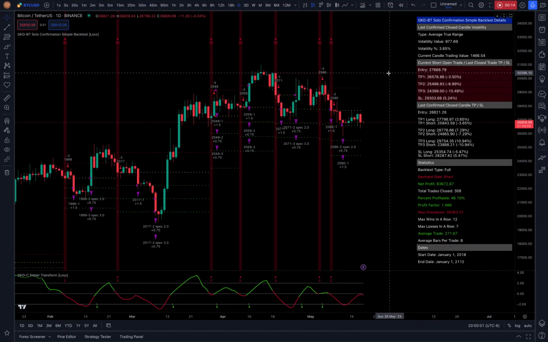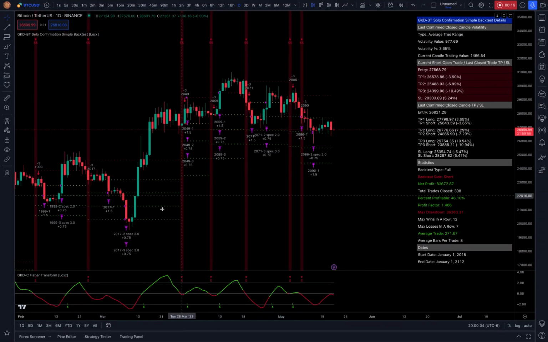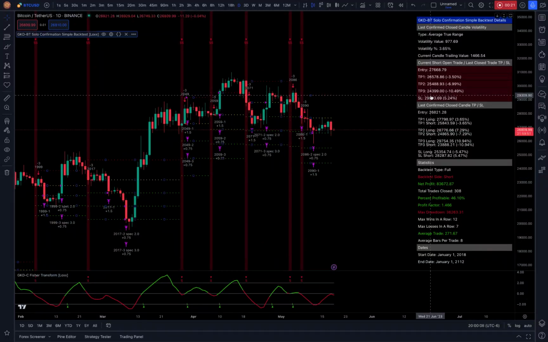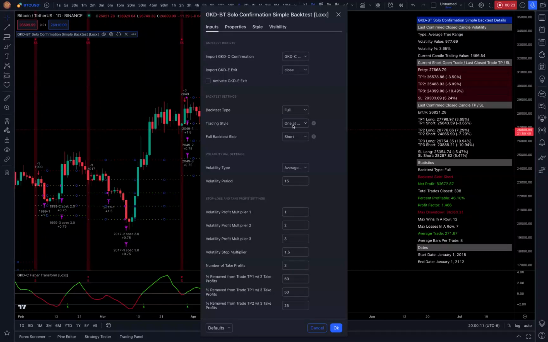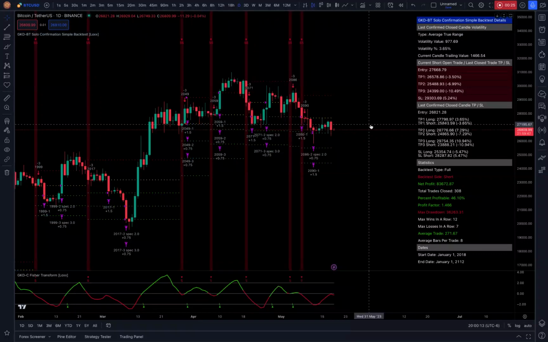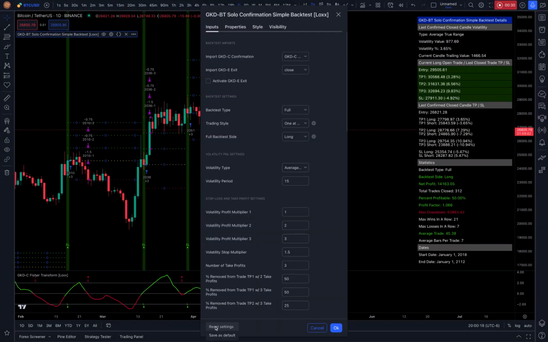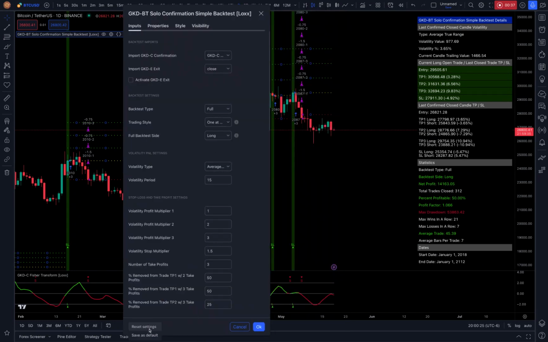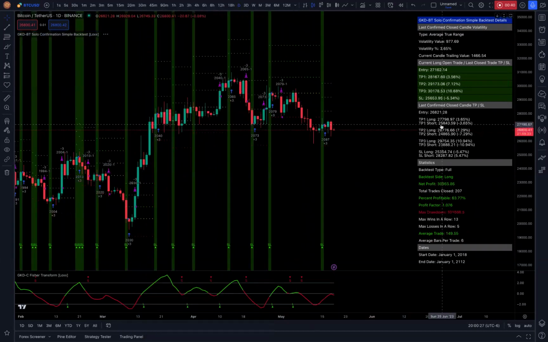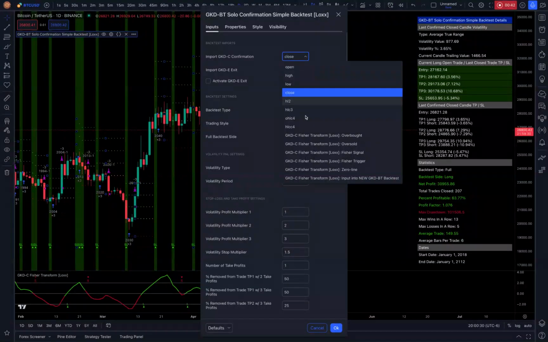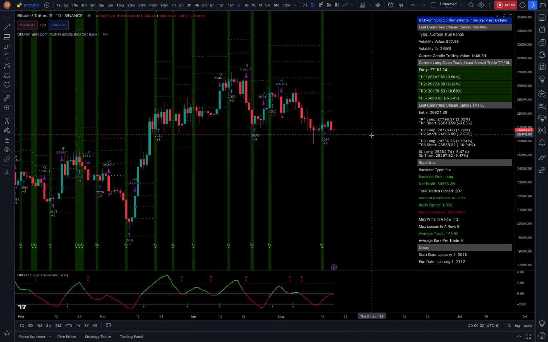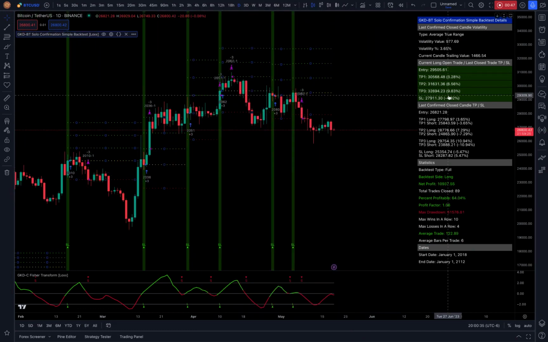So first off, you'll notice that we have Fisher transform up. We're just testing Fisher transform. We have the settings at full and short. I'll go to long so you can see it from. And in fact, let's just reset this to default so you can see what that looks like. Okay, it's reset. Let's import Fisher transform, and then I'll go through what's going on.